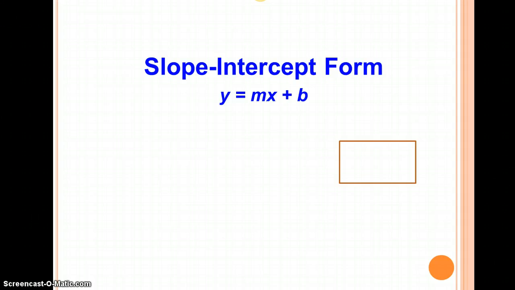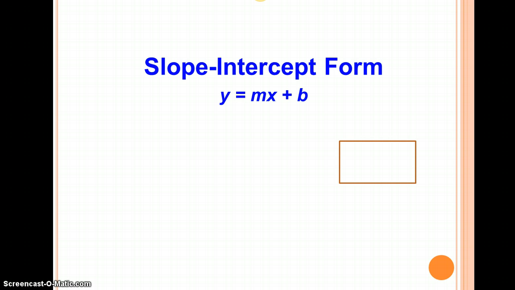We are going to discuss the slope-intercept form. Previously, we spoke about how to find the slope of a line. All we need to find the slope of the line is 2 points, and then we use the change in y over the change in x. So today we're going to look at how we graph a line.